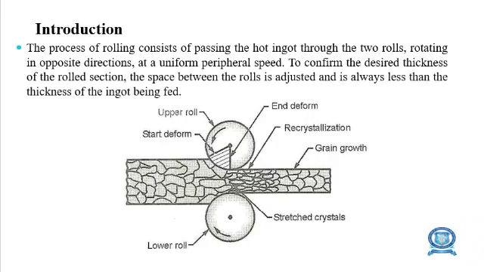The process of rolling consists of passing the hot ingot through two rollers, rotating in opposite directions at a uniform peripheral speed. To achieve the desired thickness of the rolled section, the space between the rollers is adjusted and is set less than the thickness of the ingot being fed. Hence, to reduce the cross section and increase the length of the passing ingot, the rollers are skewed.